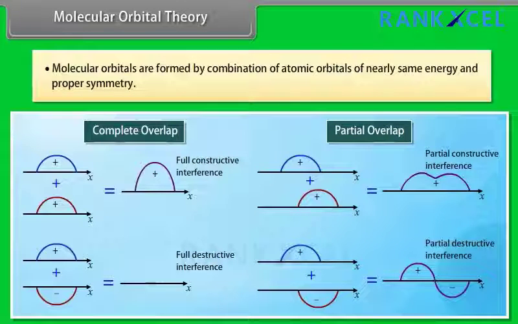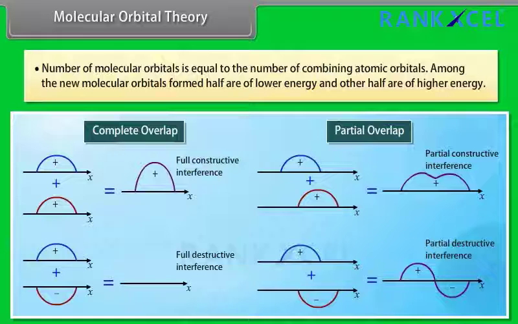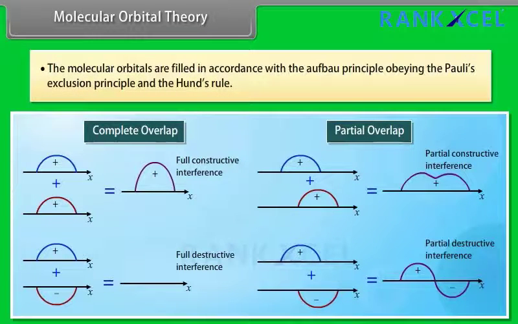Molecular orbitals are formed by combination of atomic orbitals of nearly the same energy and proper symmetry. The number of molecular orbitals is equal to the number of combining atomic orbitals. Among the new molecular orbitals formed, half are of lower energy and the other half are of higher energy. The molecular orbitals are filled in accordance with the Aufbau principle, obeying Pauli's exclusion principle and Hund's rule.